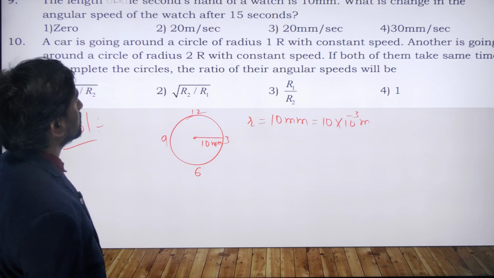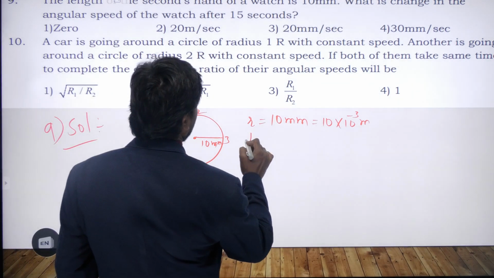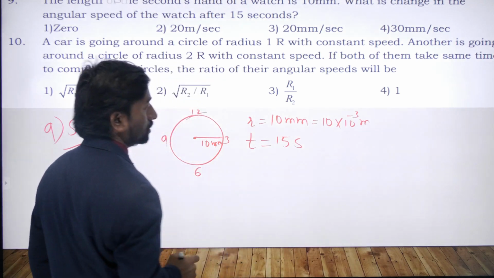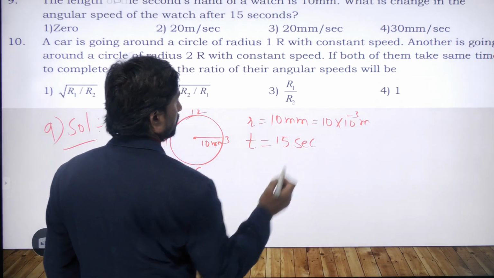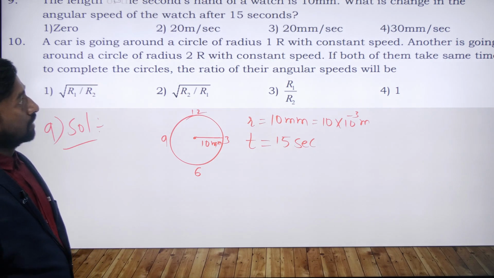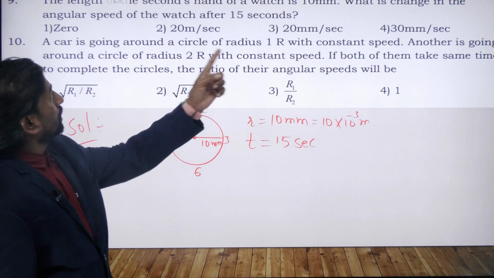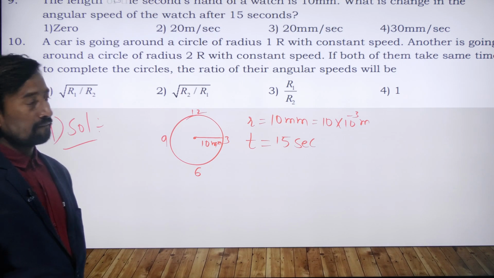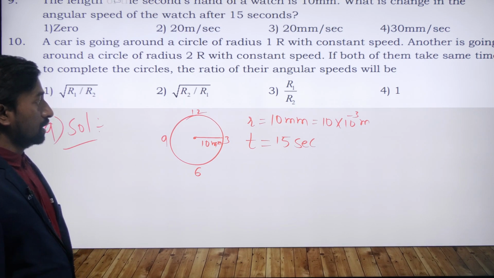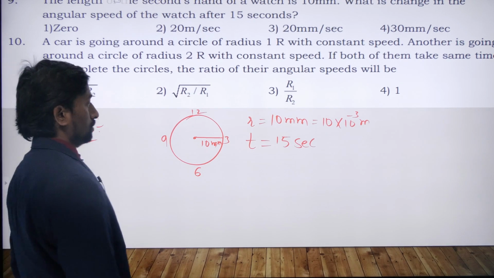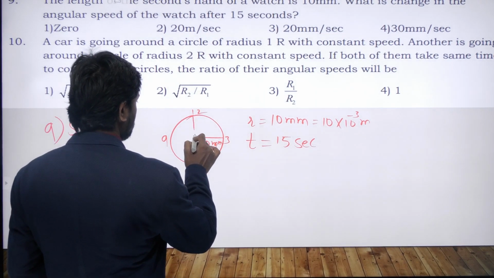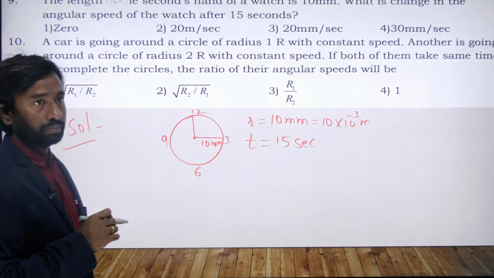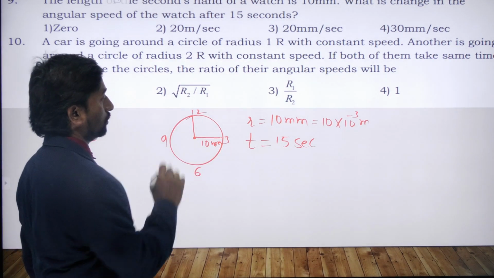And what is given there? Time is given. So T is equal to how much they given? T is equal to 15 seconds. So what is the change in angular speed of the watch after 15 seconds? Okay. So 15 seconds means it will go from here to here, means 12 to 3. That is a quarter part, it will rotate a quarter part.